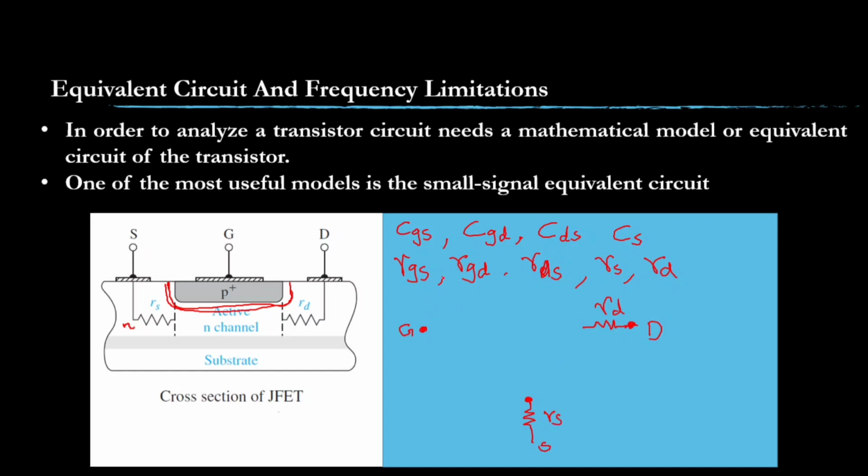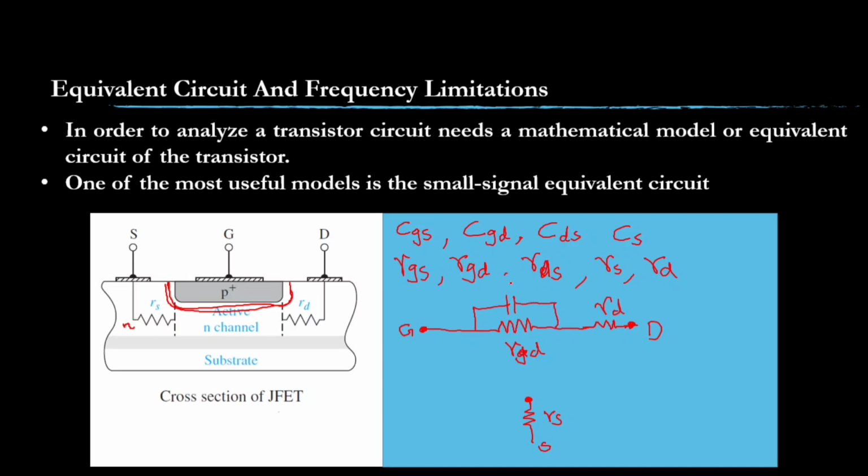Between the gate and the drain, there will be a resistance. What resistance will be there? Diffusion resistance will be there. That resistance is known as RGD. There will be capacitance. These two parameters occur in parallel in the semiconductor.